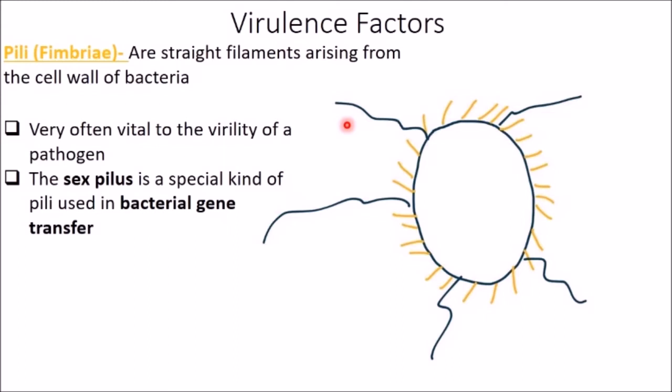The sex pilus is a special kind of pili used for bacterial gene transfer, which we'll go through later in this lecture. But essentially, it's used to form a cellular contact with another cell, and then transfer genetic material to it. That's a sex pilus, a special kind of pilus.